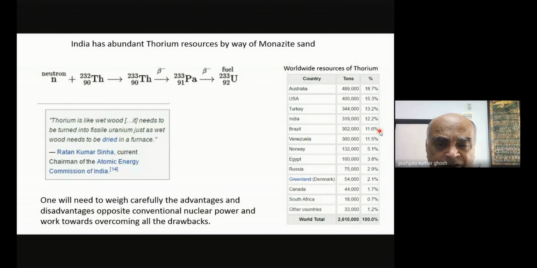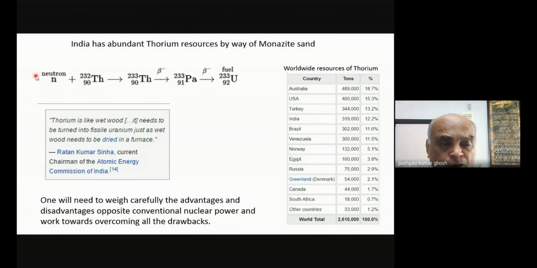We have seen, when we were talking about fossil fuel and uranium, that we are very poor in those resources. But this is one resource that we are good at. So this is the direction in which India needs to go, so that it can make use of its own thorium resources. Thorium is not directly a fissile material.